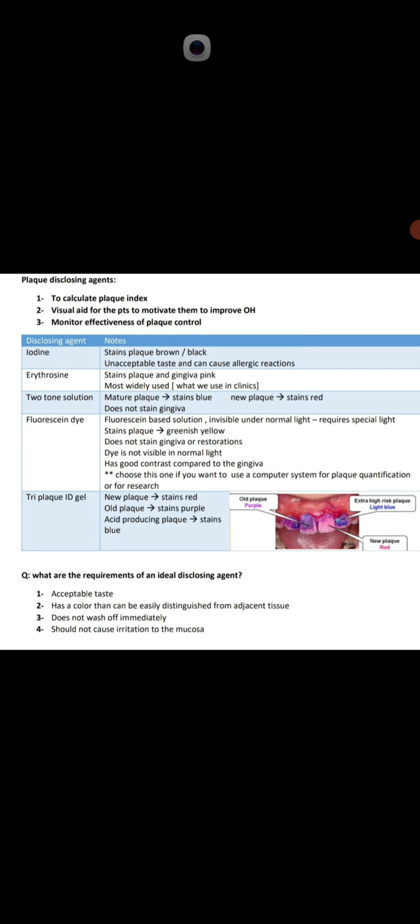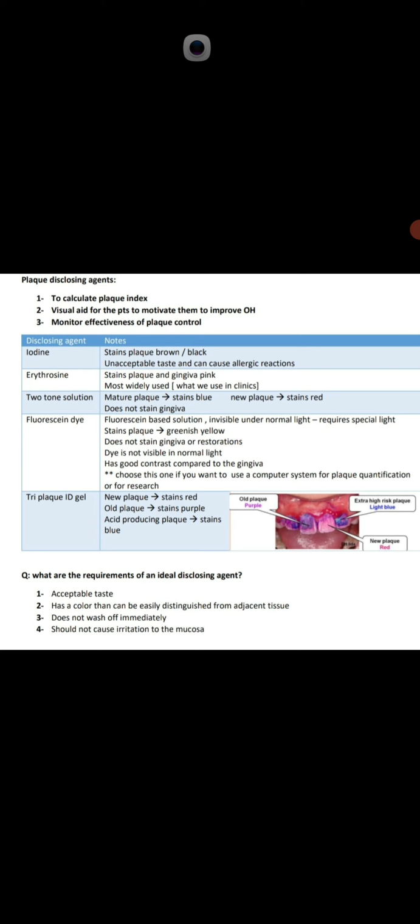Now, what are plaque disclosing agents? These are the agents which we apply on the teeth and they stain the plaque, and then we show this stained plaque to the patient and motivate the patient to remove the plaque from the teeth to maintain oral hygiene.